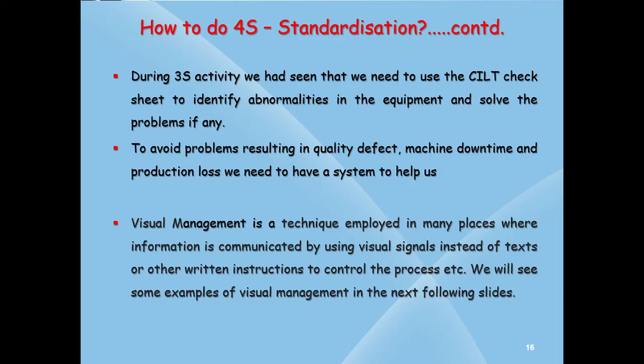During 3S activity, we have seen that we need to use the CILT check sheet for cleaning and for identifying abnormalities in the equipment and solving the problems if any. We need to have a system to help us in identifying problems beforehand like quality defects, machine downtime and production loss. One such system we need to introduce is visual management in our workplaces to help us in identifying the problems early. Detailed examples of visual management are given in the coming slides.